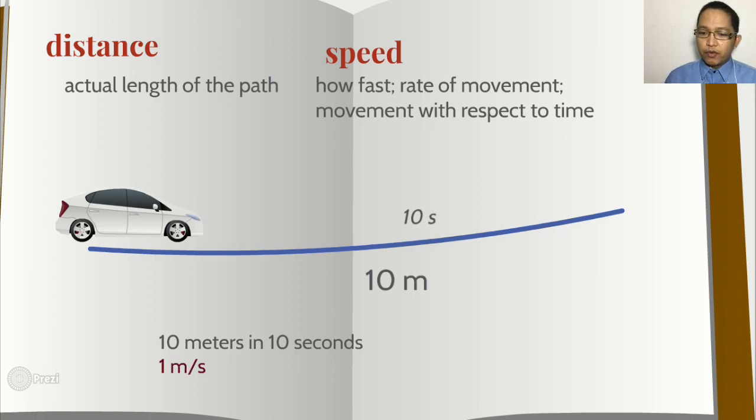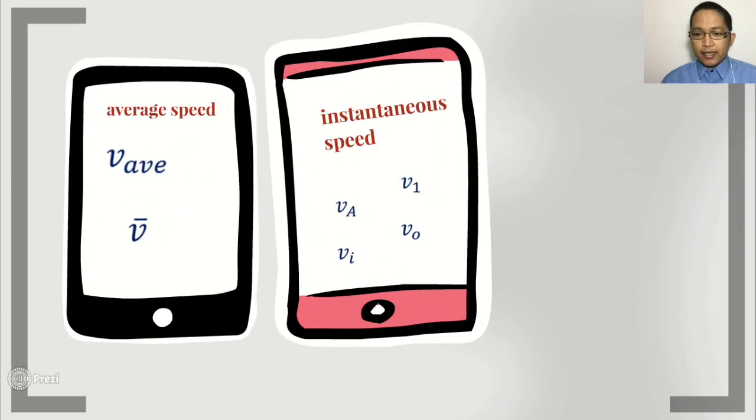Now, listen carefully here because what I will say is a key element in the success of your analysis of motion problems. This speed that we describe could be average speed, uniform speed, or instantaneous speed. They are indicated by these symbols. The way we write them is important because we find them in our equations. Average speed can be written this way.